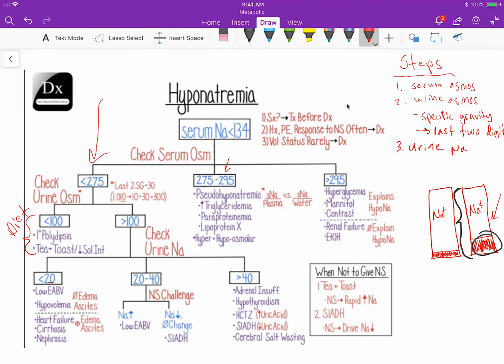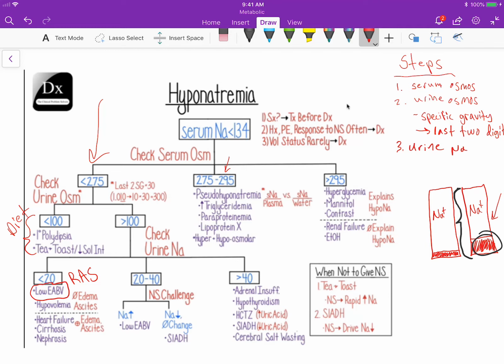What does that tell us? That tells us that we have low effective arterial volume. And this makes sense because the RAS system is chronically active, right? So if we are hyponatremic and our body is perceiving low effective circulating volume, we're going to have RAS constantly on. And what does RAS do? RAS reabsorbs sodium. So RAS activated means sodium reabsorbed, which means low sodium in the urine.